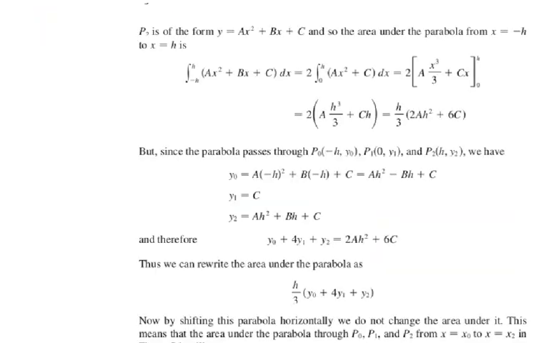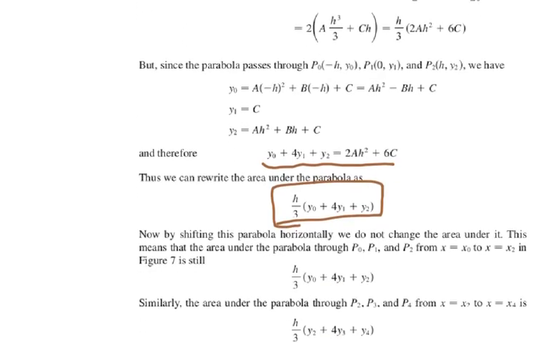So it says that we have the form y equals ax squared plus bx plus c. So the area under the parabola, and you work forward and so forth, and then we find out down here that we have y sub 0 plus 4 y sub 1 plus y sub 2, and the area under the parabola becomes this value right here. So shifting it horizontally doesn't change the area under it.